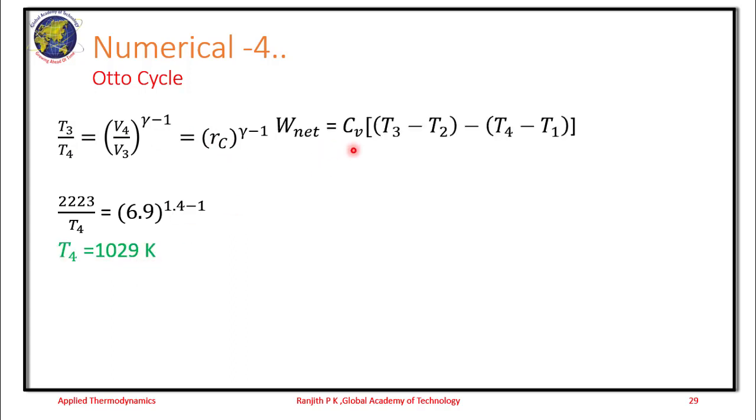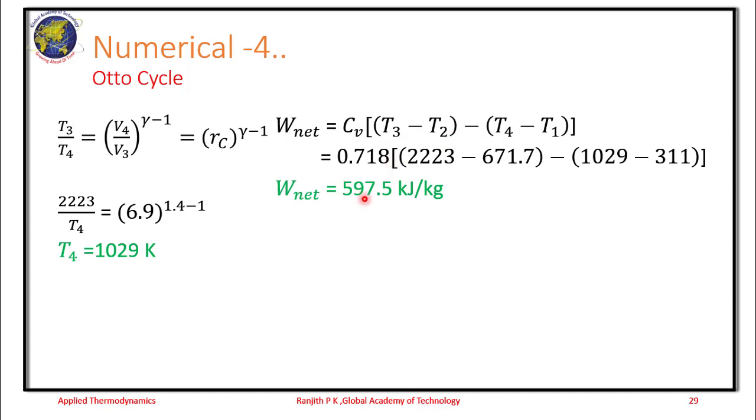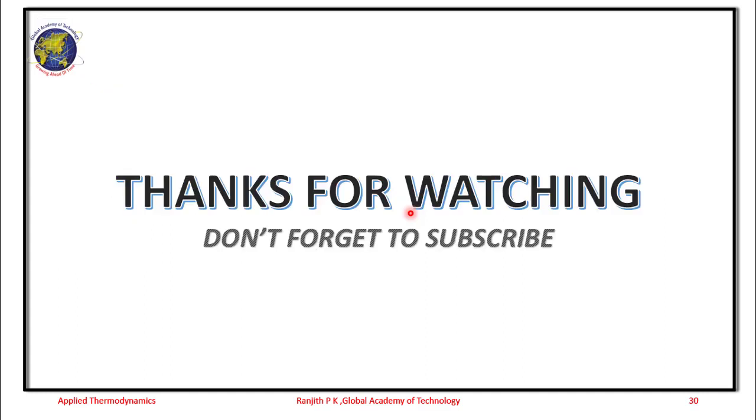Then W net is Cv into T3 minus T2, minus T4 minus T1. We have all the values. When we substitute, we get W net as 597.5 kilojoules per kg. With this, we have completed a few sample numericals and the derivation of the expression for efficiency and the mean effective pressure. Thank you.